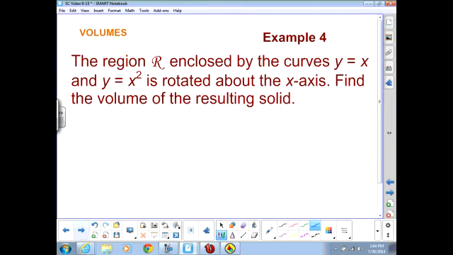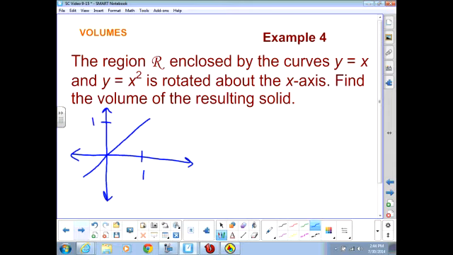Next one, we're going to take our region enclosed by the curves y equals x and y equals x squared. So let's see what that looks like. Here's y equals x. Let's call this 1 and we'll call that 1. Now we know x squared is a parabola. What we need to decide is if that parabola is going to dip below or stay above the line y equals x. Well, think about 0.5.